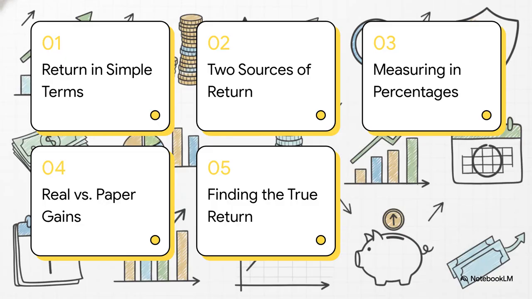And here's our game plan. First, we'll start with the super simple math. Then we'll uncover the two places your profit actually comes from. After that, we're going to talk percentages, why they're so important for comparing apples to apples. We'll even figure out the difference between real cash in your pocket and numbers on a screen. And finally, we'll land on the single best way to judge how your investment did over time.